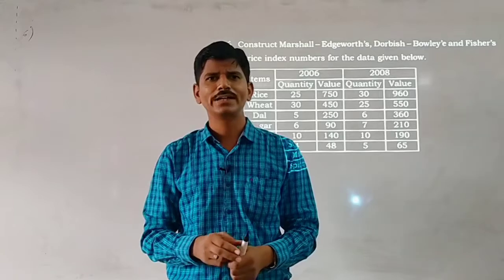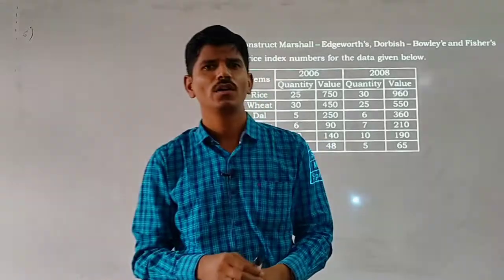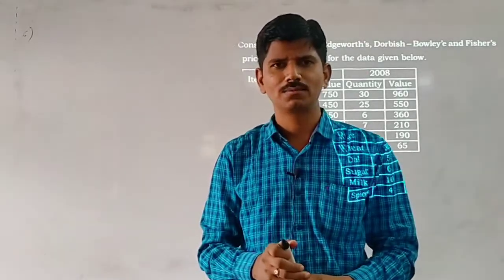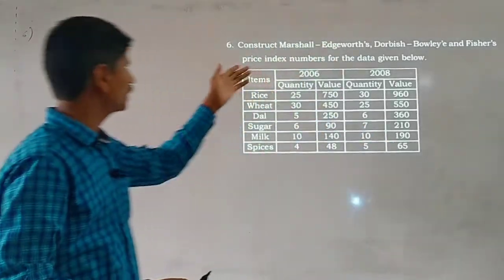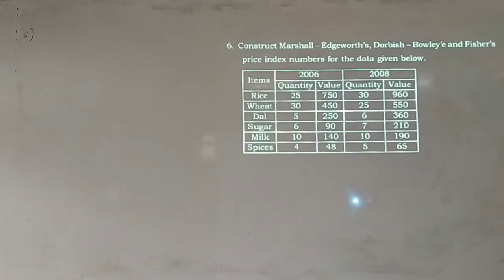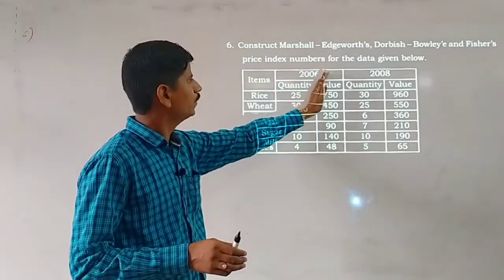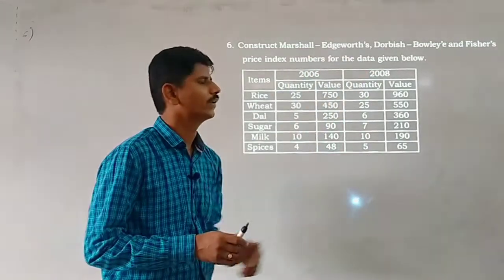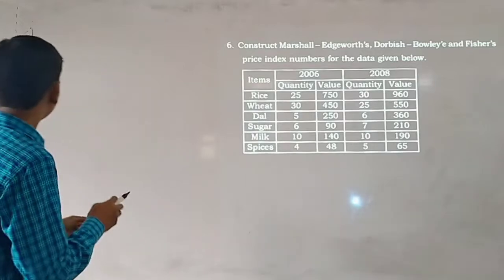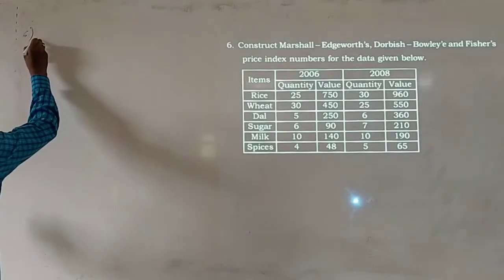Today we shall continue the remaining problems based on weighted aggregative price index number. Here the problem number 6, construct Marshall-Edgeworth price index number, Drobisch-Bowley and Fisher's price index number from the following data. Here they are given items, 2006 quantity and value, 2008 quantity and value. Here first write items.